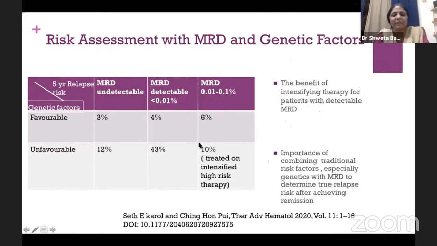So this is an intervened population where treatment was already given, which actually signifies that if we know these factors, maybe we can change their risk of relapse and salvage them much better. Hence, knowledge of these factors helps in intensifying the therapy for patients with detectable MRD. It is important to combine the traditional risk factors, especially genetics, with MRD to determine the true relapse risk after achieving remission.